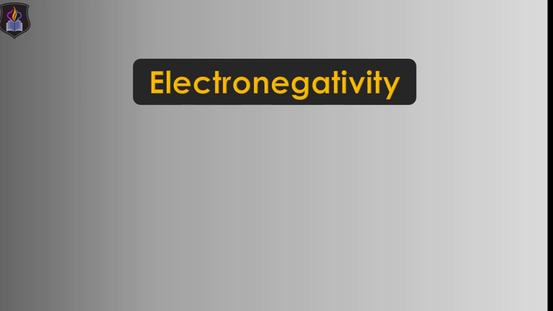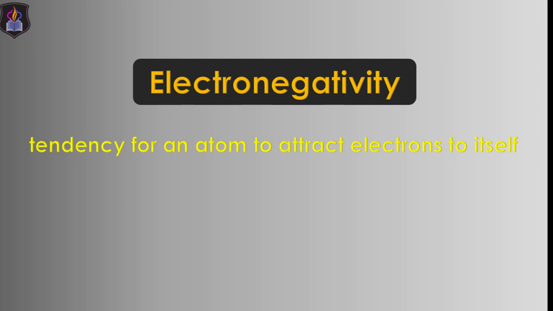Welcome back. The type of bond formed between two atoms depends on the difference in the electronegativity values between the two atoms. Electronegativity is the tendency for an atom to attract electrons to itself. Non-metals have high electronegativity values, while metals possess low electronegativity values. A metal has about 1 to 3 outermost electrons, while a non-metal has about 4 to 8 outermost electrons. The higher the difference in electronegativity values, the more ionic the bond, and the lower the difference in the electronegativity values, the more covalent the bond.